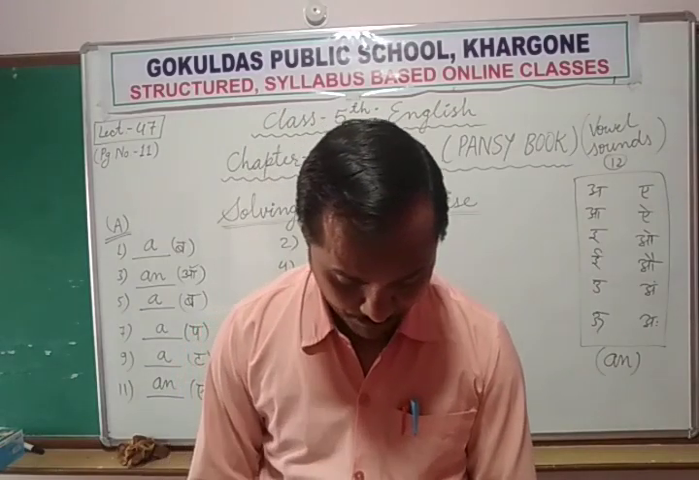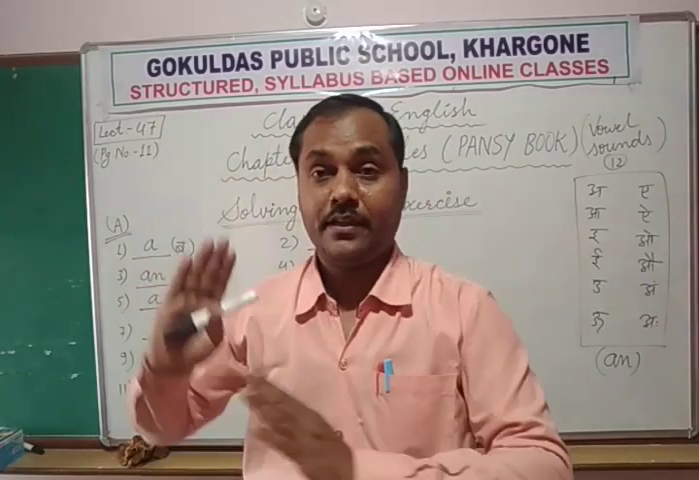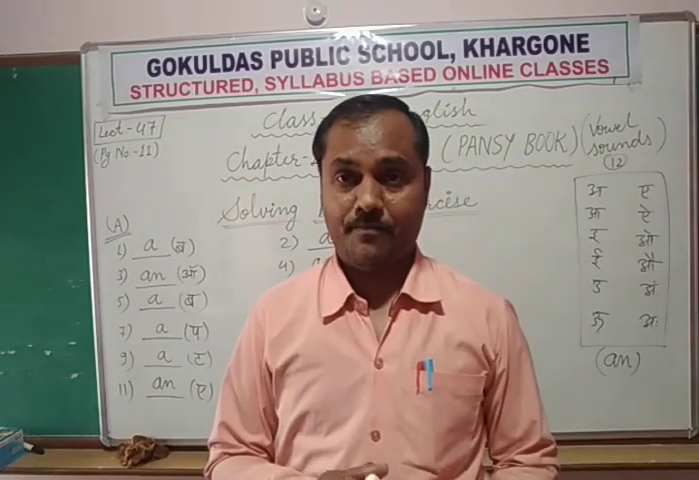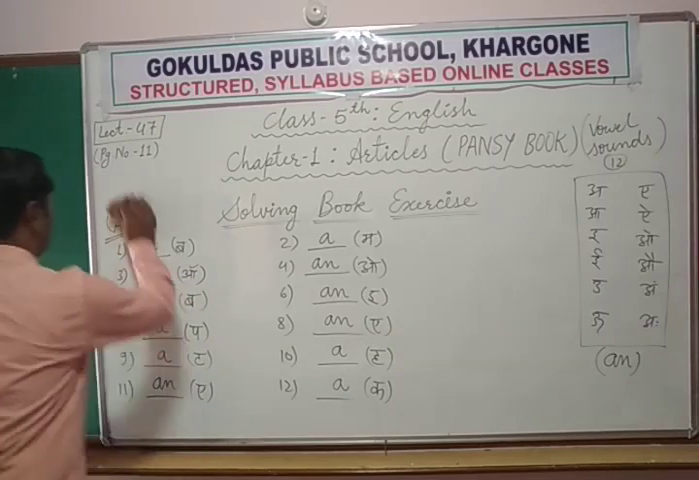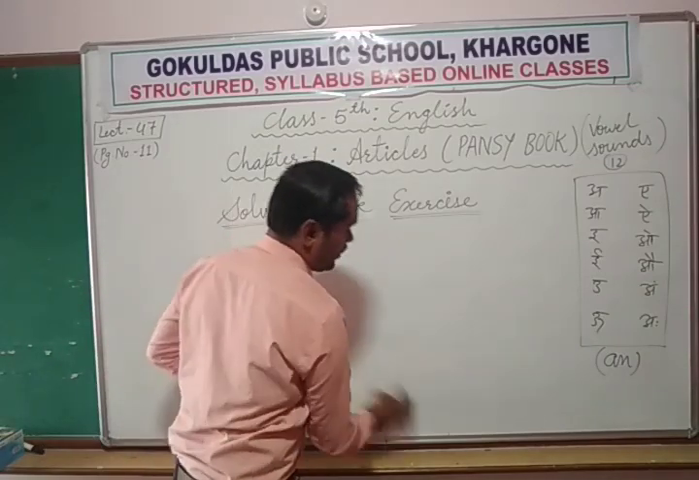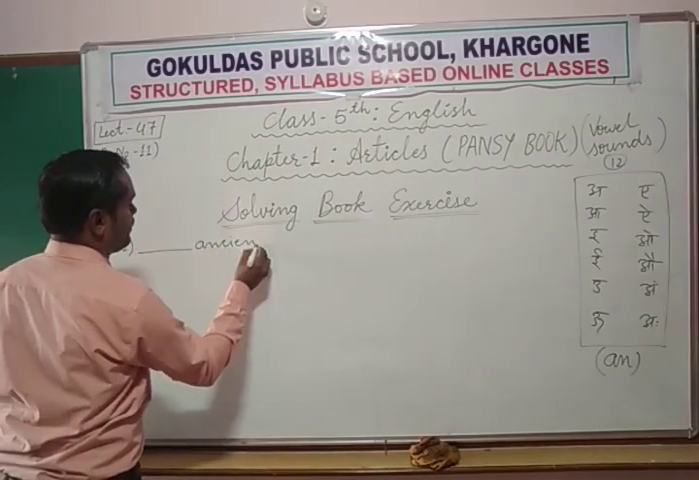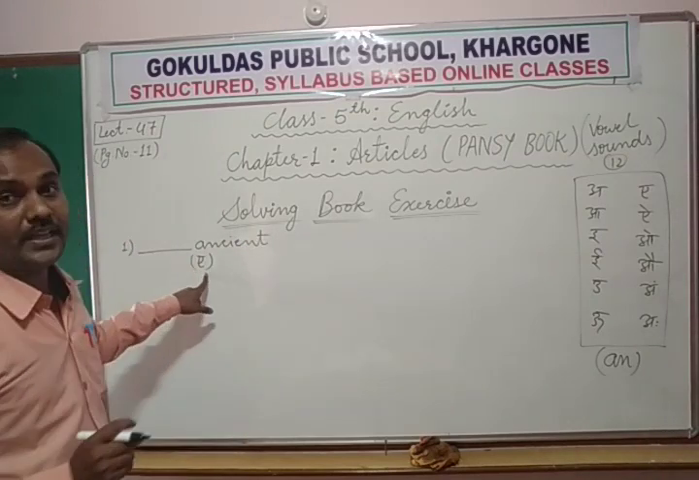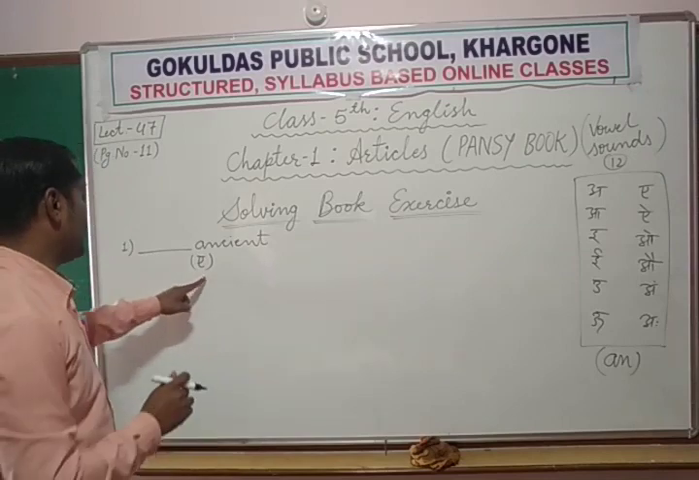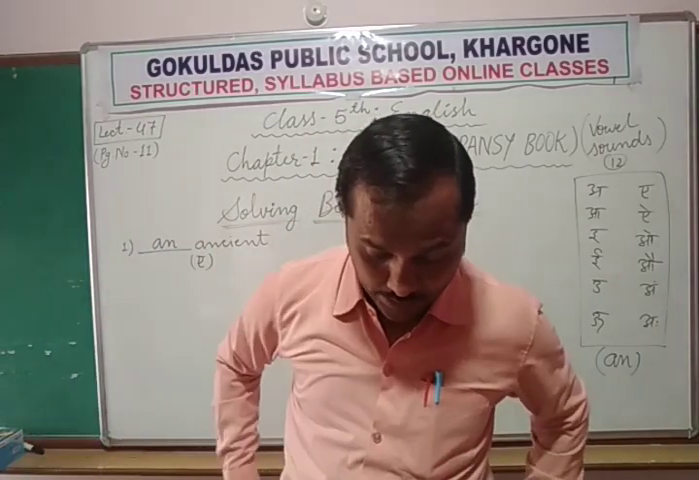First sentence: Sanskrit is blank ancient Indian language. Ancient means prachin, purani. So we will focus only on the word ancient, because we have to put the article only before that word. Now ancient begins with the sound A, which is a vowel sound. So that's why we use an. An ancient Indian language.